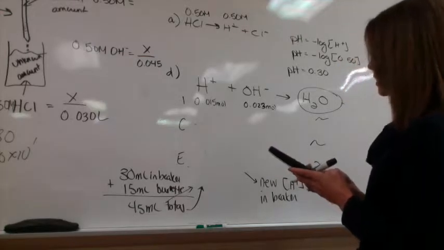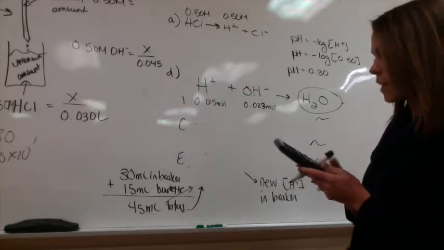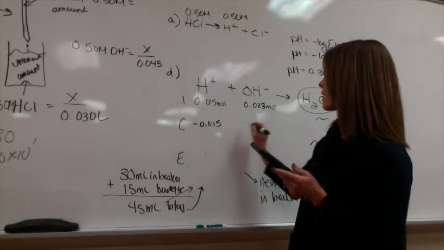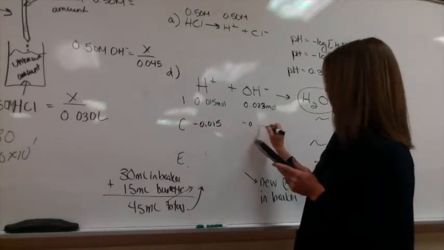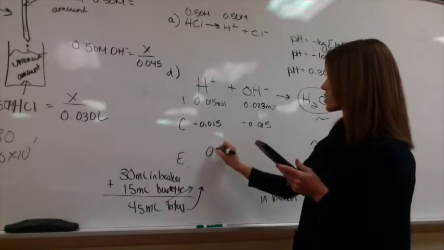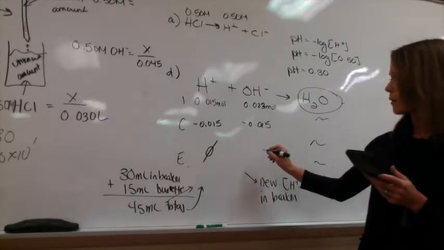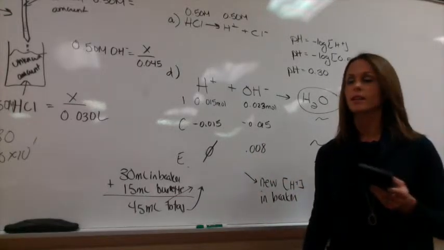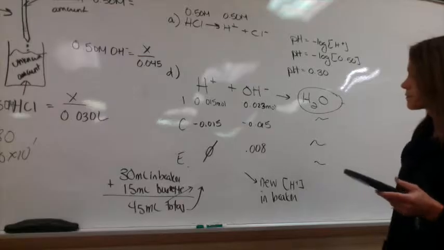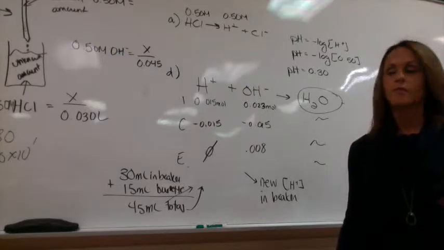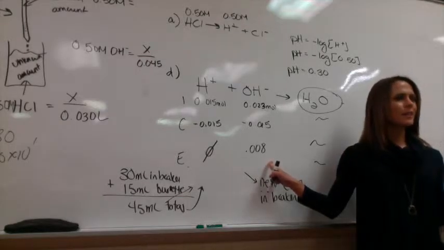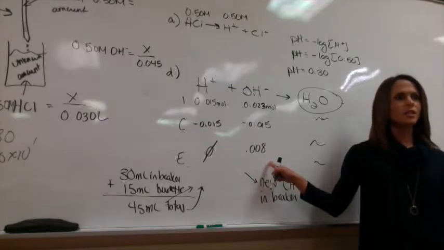0.015 minus... Your limiting reactant at this point is this, so you're going to subtract out 0.015 and subtract out 0.015. So there's none of the H plus left over, and now we have a surplus of hydroxide with 0.030. So this is the number of moles of OH floating in the beaker. Can I find pH from OH concentration? You can find pOH, right?